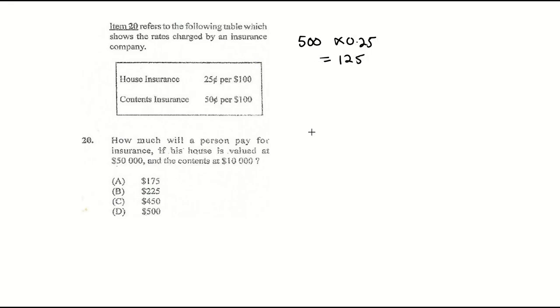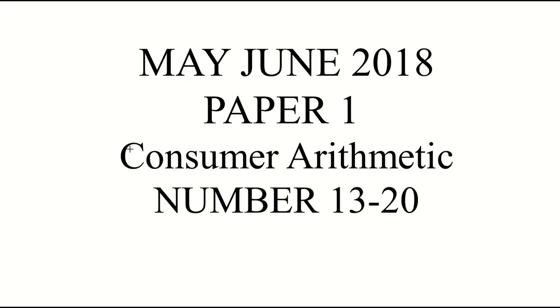Right? Then this one, how many hundreds are there in 10,000? We know that there are 100 hundreds in 10,000. So 100 multiplied by 0.50, which would be $50. You add these two up and you're going to get 175. So the insurance, how much would the person have to pay? 175. And that is the end of January 2019. Let's look at May, June 2018. Paper 1, Consumer Arithmetic, number 13 to 20.